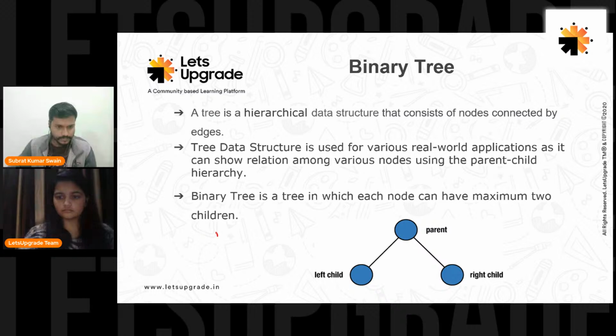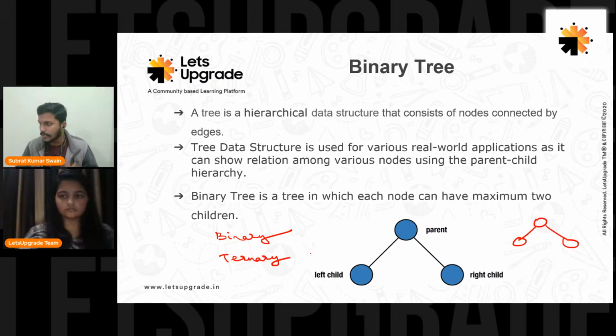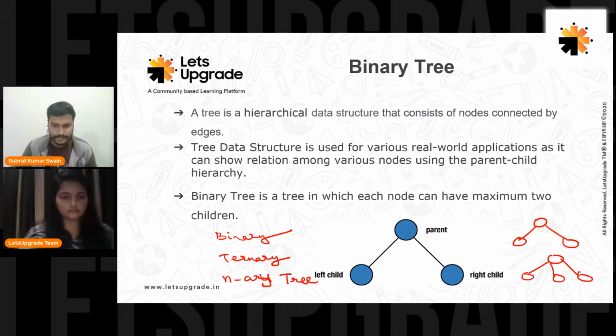So binary trees, which we will be discussing. Then we can have ternary tree. What is a binary tree, guys? Binary tree is nothing but a node can have maximum two children. That is your binary tree. A ternary tree is nothing but one node can have maximum three child nodes. Then we can have n-ary tree, where a node can have n number of child nodes.